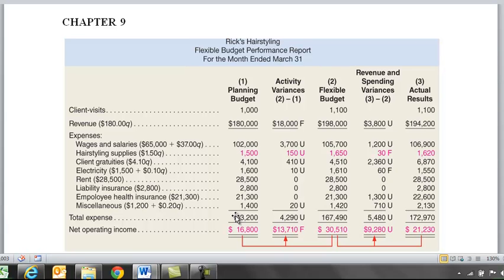So, the first column is for your planning or static planning budgets. What you want to remember is your static planning budget is prepared before the period begins and is valid for only the planned level of activity. So it's only valid if we have 1,000 client visits. As soon as our actual results are not 1,000 client visits, more or less, it's not going to help us. And why is that? Because expenses have both variable and fixed components.